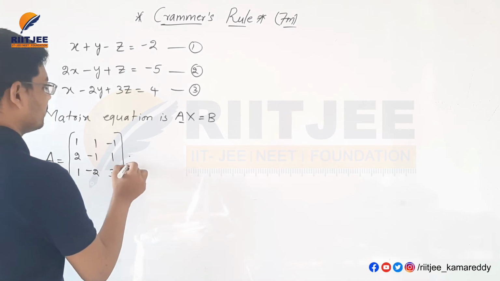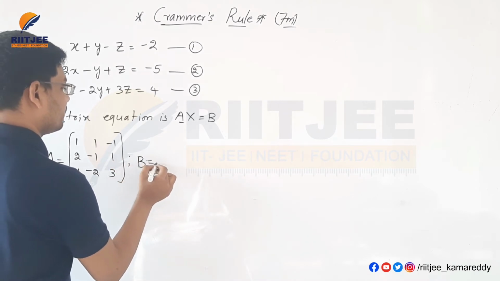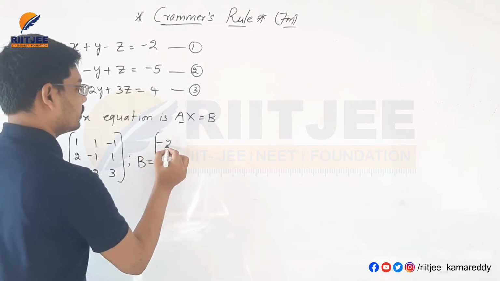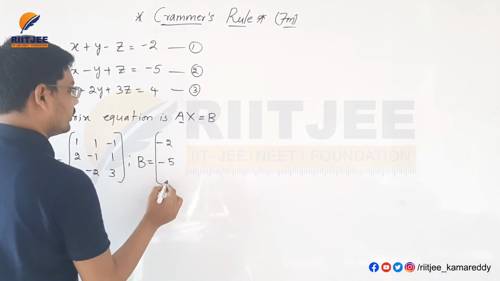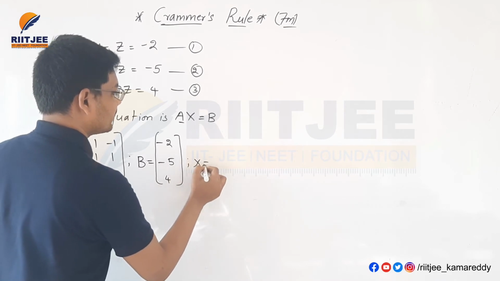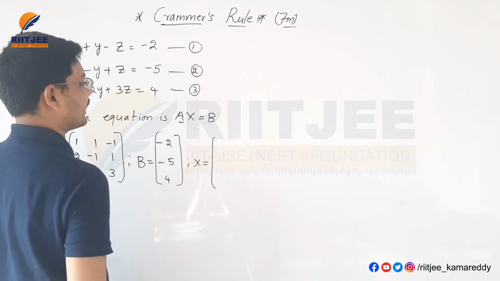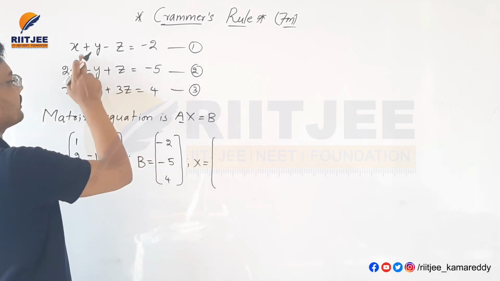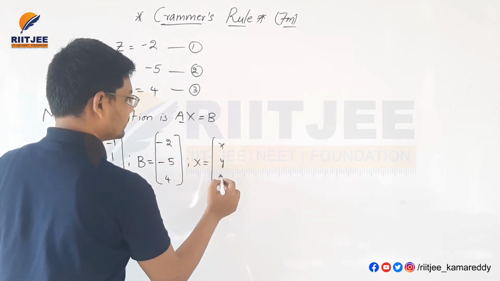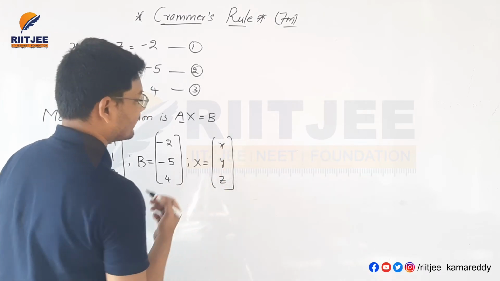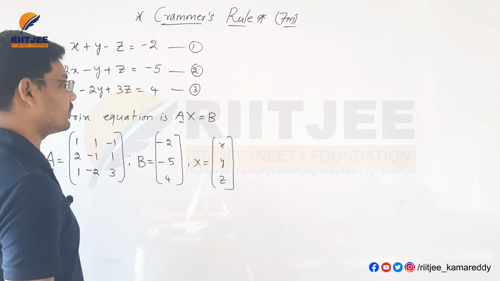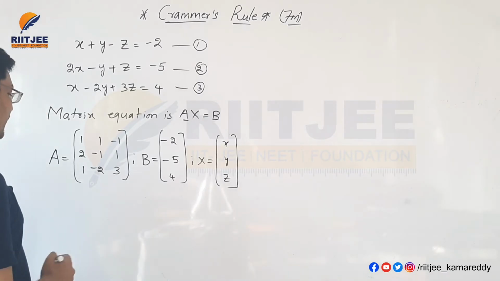Let's write B. B is nothing but the constant matrix here, -2, -5, 4. This is the constant matrix. Let's write the variable matrix capital X, that is nothing but the variables x, y, z. We need to find the values of x, y, z here. This is all about Cramer's rule. First, find the value of delta here.